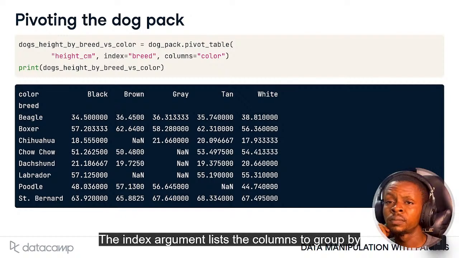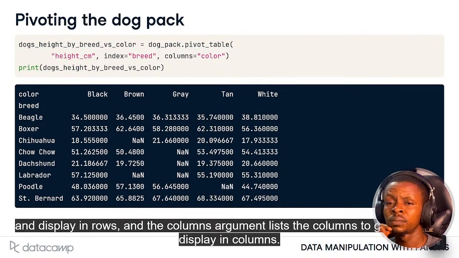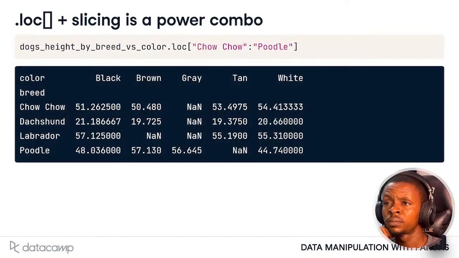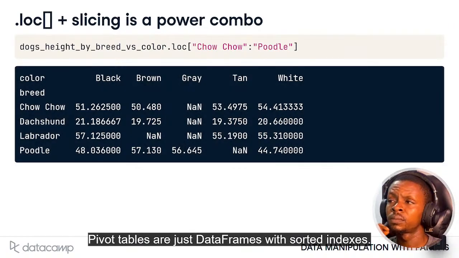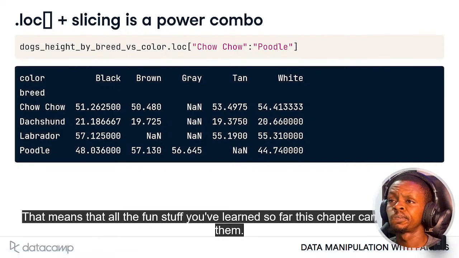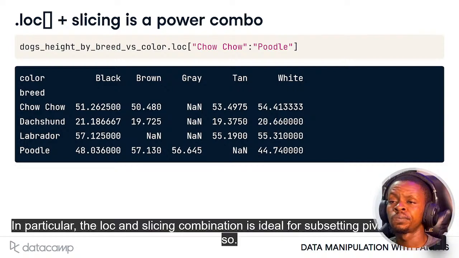The index argument lists the columns to group by and display in rows, and the columns argument lists the columns to group by and display in columns. We'll use the default aggregation function, which is mean. Pivot tables are just data frames with sorted indexes. That means that all the fun stuff you've learned so far in this chapter can be used on them. In particular, the loc and slicing combination is ideal for subsetting pivot tables, like so.